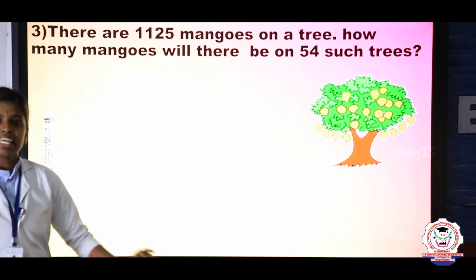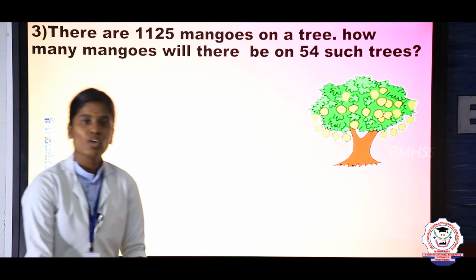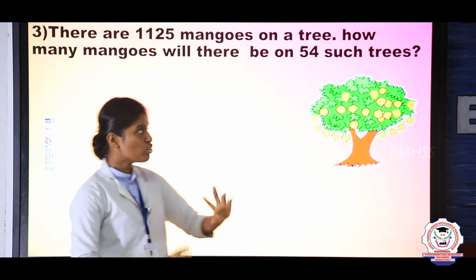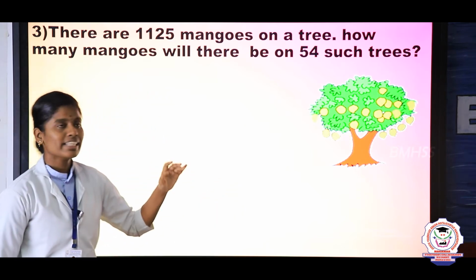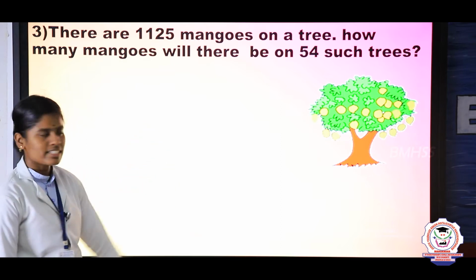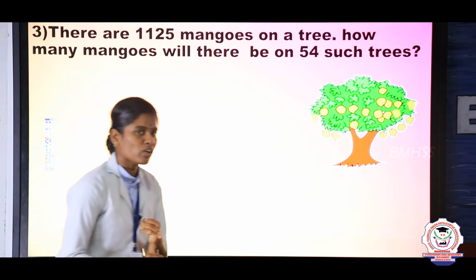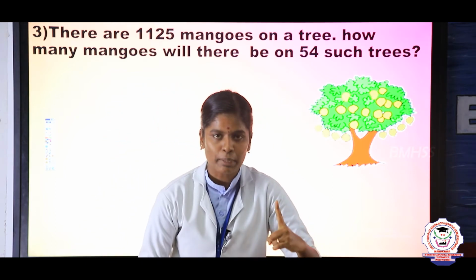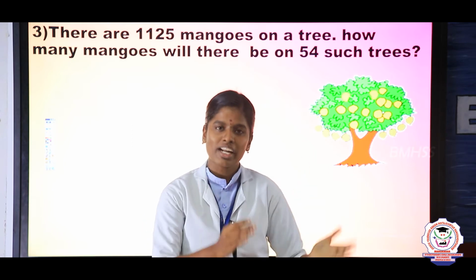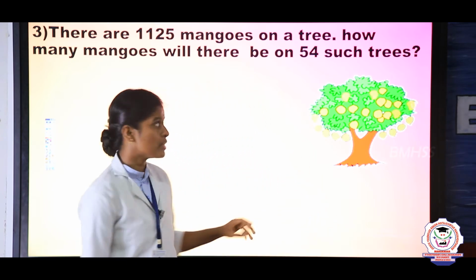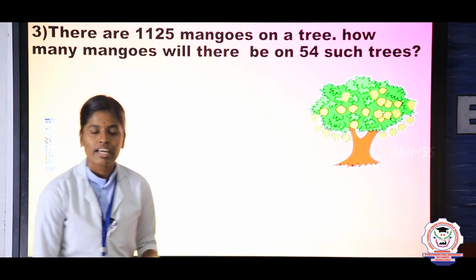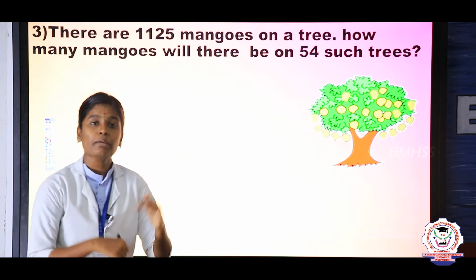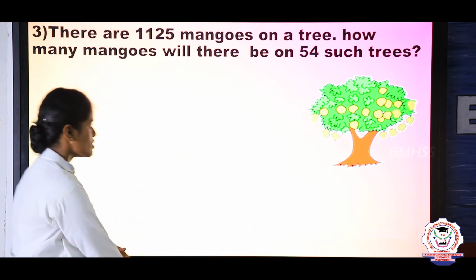The next question is, there are 1125 mangoes on a tree. How many mangoes will there be on 54 such trees? So one mango tree has 1125 mangoes. So write the statement, one mango tree equals 1125 mangoes. And they ask the question, find 54 such trees. So take 1125 multiplied by 54. Okay. So write the answer.